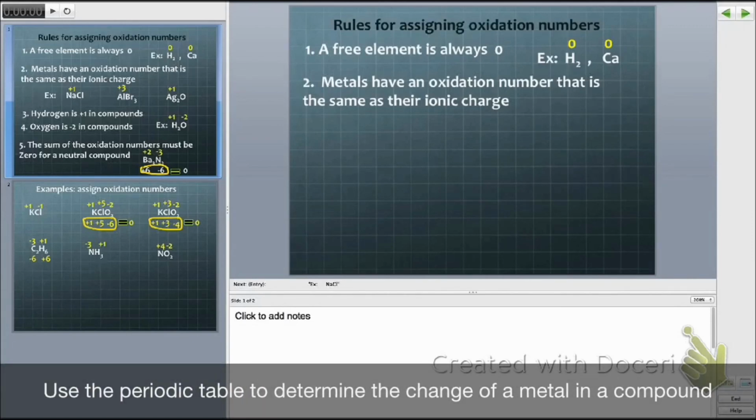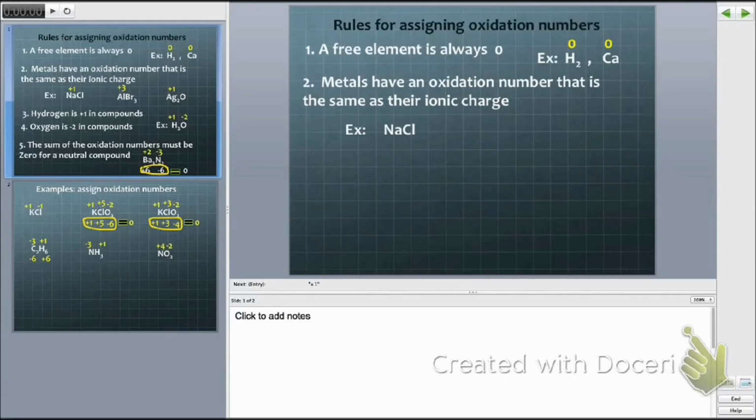Right. So anytime it's in a compound, it's whatever the charge is supposed to be based on your group. So for sodium chloride, what's my oxidation number going to be on sodium? When I look at the periodic table, sodium is in group 1, and so it is +1. There you go. All right, and then let's look at our next one, which is aluminum bromide.